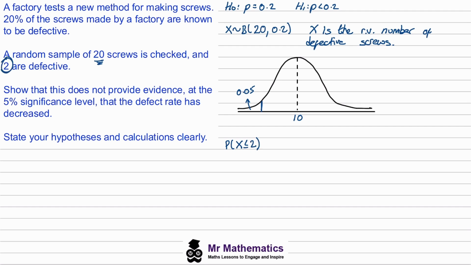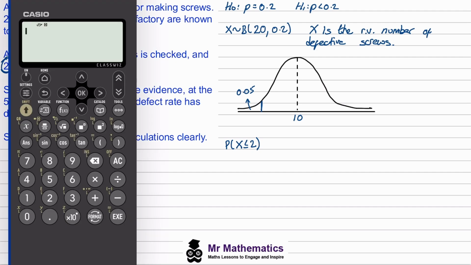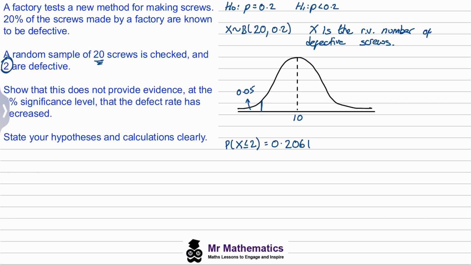And we can check this on a calculator. If we go home and then distribution, we want binomial CD, we want variable, we want our X value to be the 2, the number of trials to be 20, and a probability of 0.2. We'll execute this and we get 0.2061 to 4 dp. And this is clearly bigger than the significance level. So this 2 would be over here somewhere, okay?